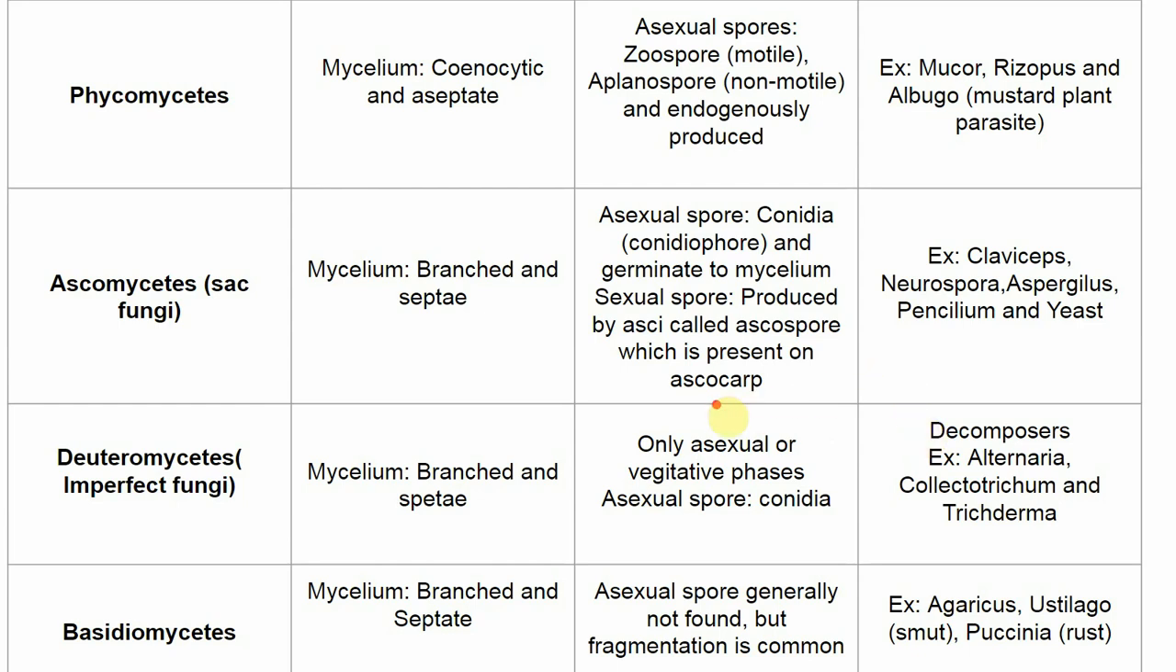The last one is the basidiomycetes. The mycelium is branched and septate. Asexual spores are not generally found, but fragmentation is the most common method of reproduction, that is vegetative propagation. Examples mainly include agaricus, smut, that is ustilago, and puccinia. It causes wheat rust disease.